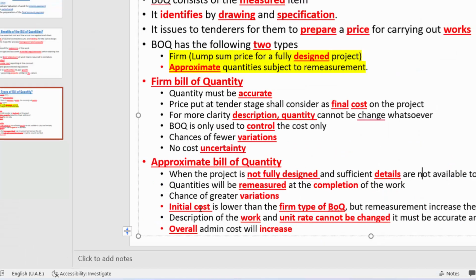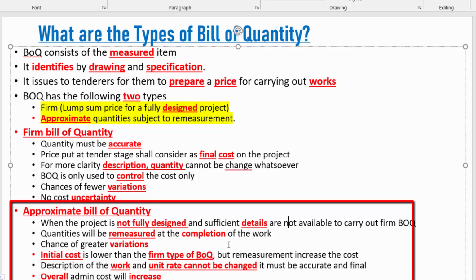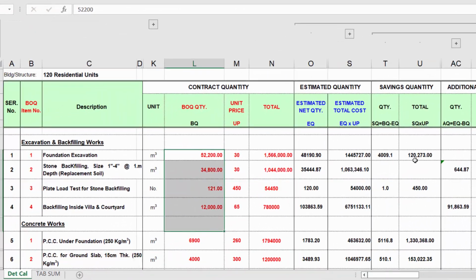The next step is that quantities will be remeasured at completion of the work. Once the work has been completed and handed over to the client, based on the as-built drawings the quantity will be remeasured, and that remeasured quantity shall be considered the final work done. So there are chances of greater variations, as I showed you, there is a huge chance of variation. Here a 120,273 difference is a huge difference. If we are working in firm BOQ, this will be zero, because we already agreed that whatever quantity is here is the final quantity.